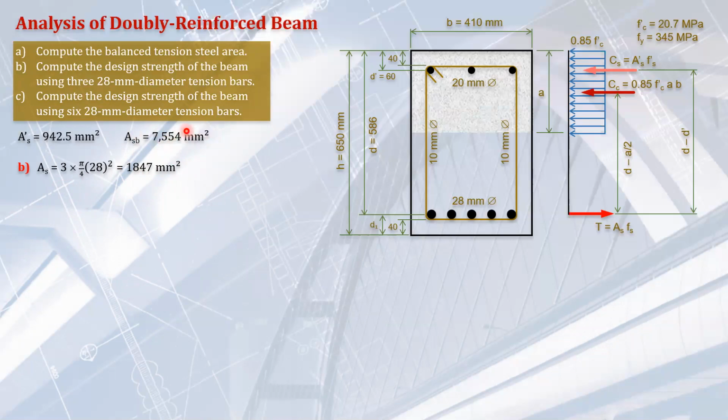Mag-yield yung steel. Pero kung yung steel area mo is beyond that area now, above that value, that tension steel area will no longer yield. So your Fs is no longer equal to Fy. So here, in letter B, it's only 1847. That's very small. Very, very less than AS balance. So meaning that tension steel will surely yield in letter B. Mag-yield ito. Alright, so your Fs will be equal to Fy.